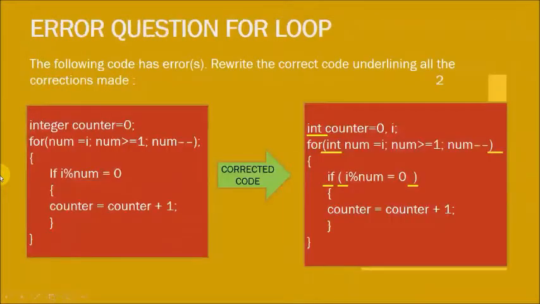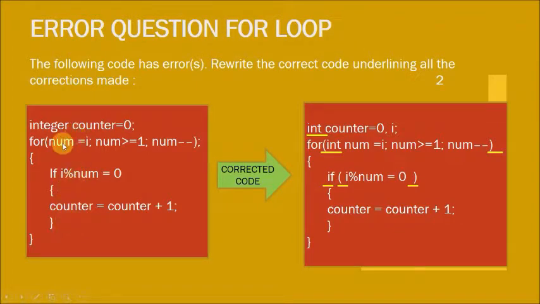Then the next is error questions for loop. So let us do some error questions. The following code has some errors; rewrite the corrected code, underlining all the corrections made. This type of question comes for 2 marks in the board exam. We must understand how to do this question. So this is the question given to us.